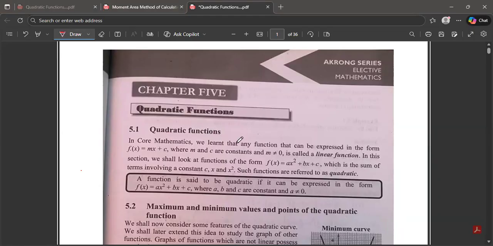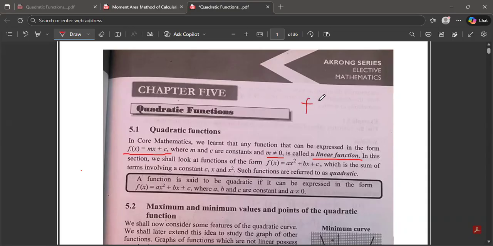In commerce, we learned that any function that can be expressed in the form f of x is equal to mx plus c, where m and c are constants, and m is never equal to 0, is called a linear function. Look at this: m is never equal to 0, because if m is equal to 0, we'll be left with just a constant. It's called a what? A linear function.